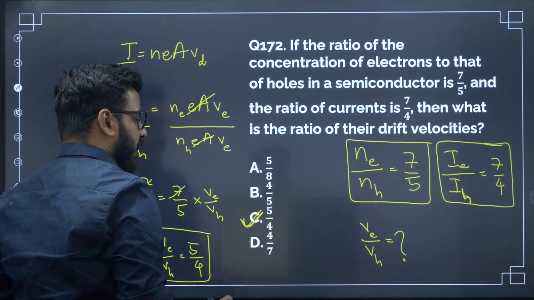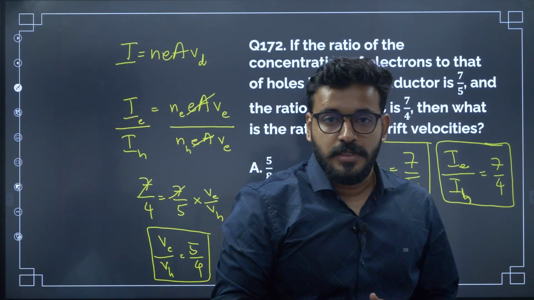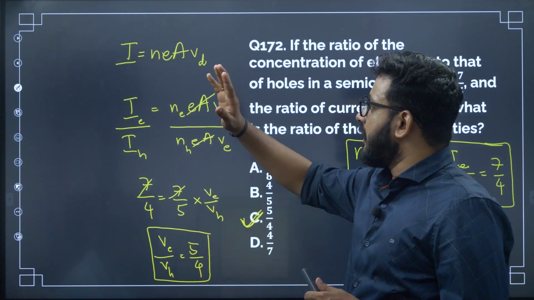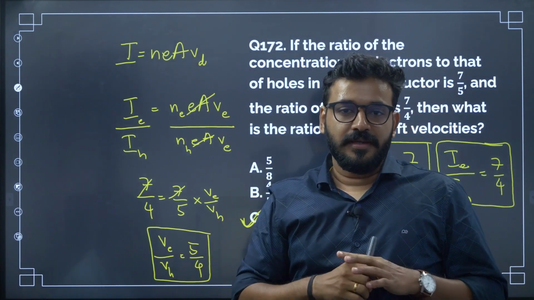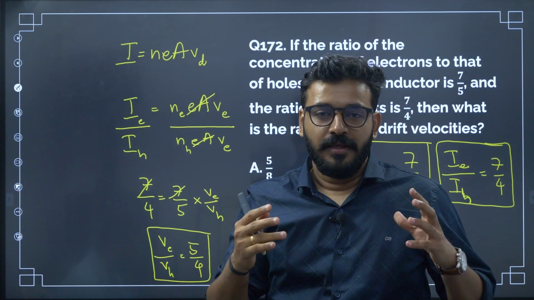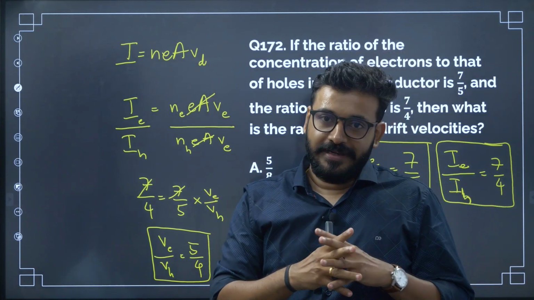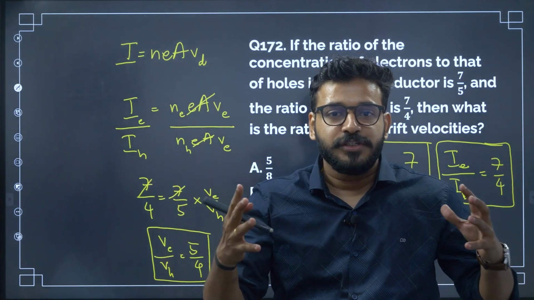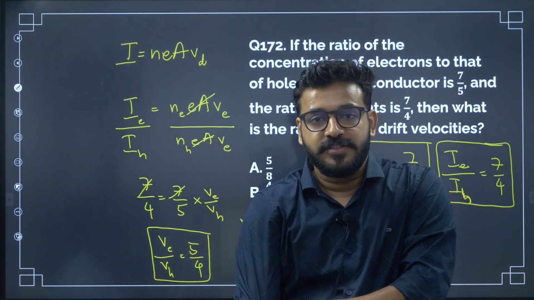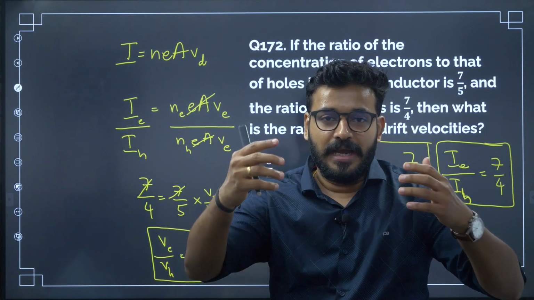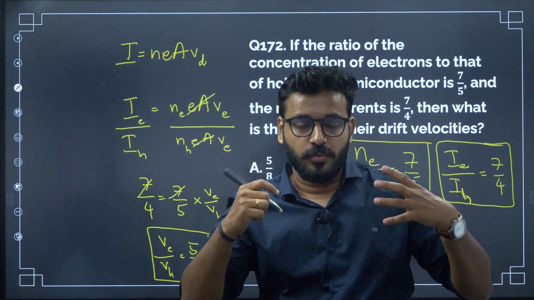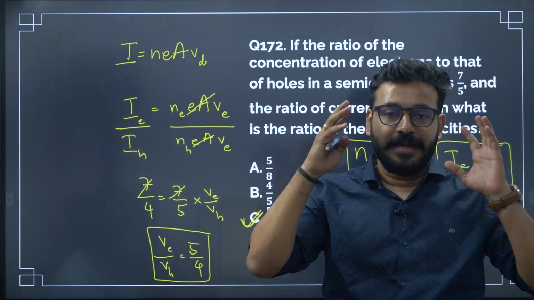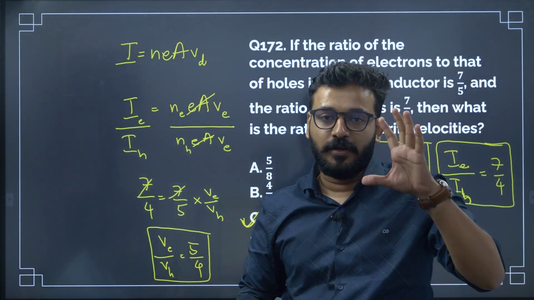Option C is the correct answer, 5/4. So this is how you do this. You have to be very careful, because such questions are very unique, even though they are very important as well. It is a culmination of several chapters and several topics all together. This question is primarily based on the semiconductor chapter, but you have to bring in a concept from the current electricity chapter, that particular formula.